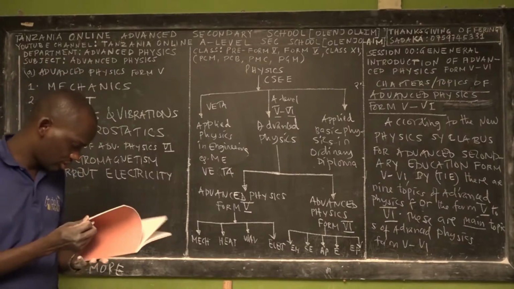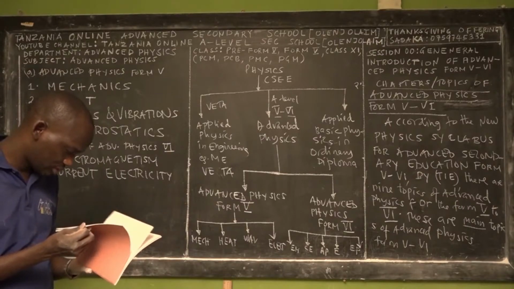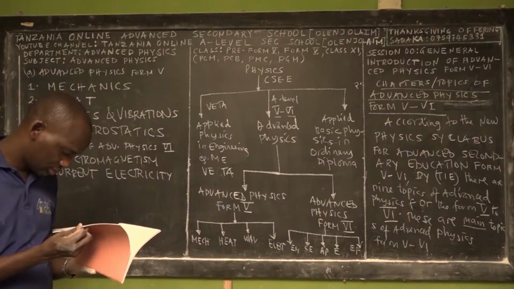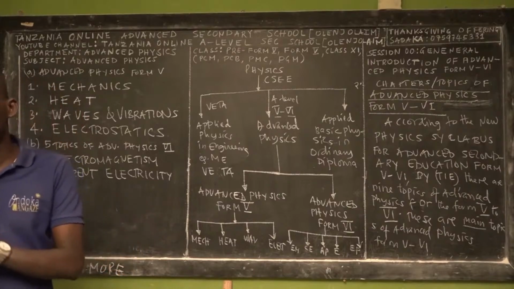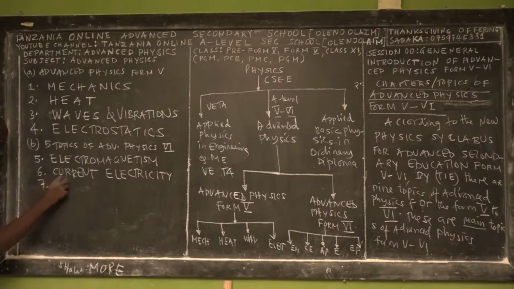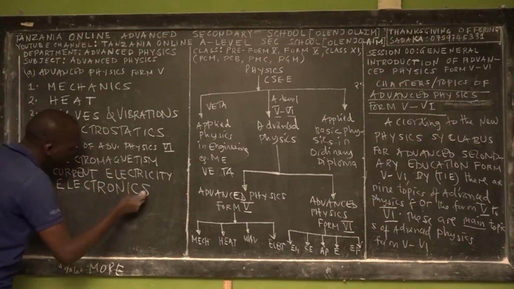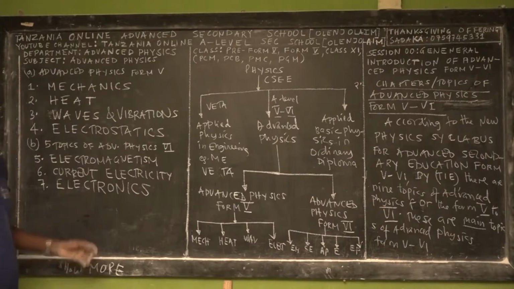Let me check. Or electronics. I have a doubt, so I want to clear the doubt. Yes, the third one is electronics. So the third topic, which is the 7th topic in entire Advanced Physics, is called what? Electronics. Many students used to quit the stage when they are learning electronics.